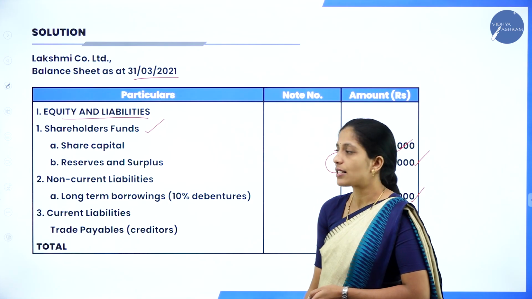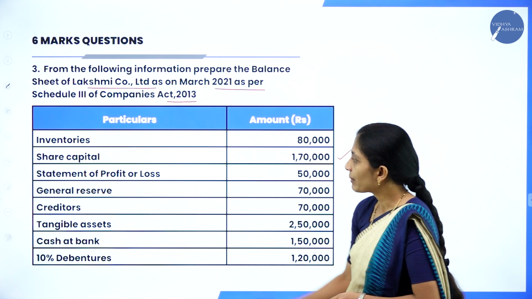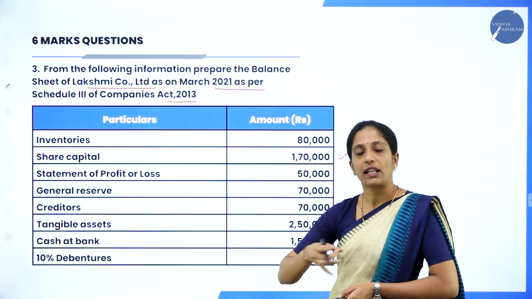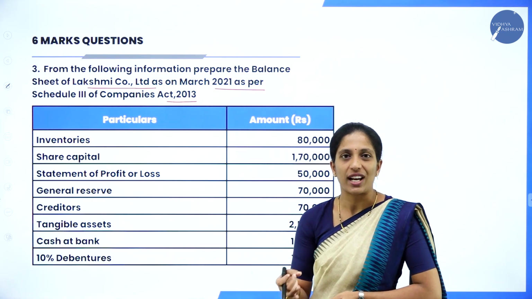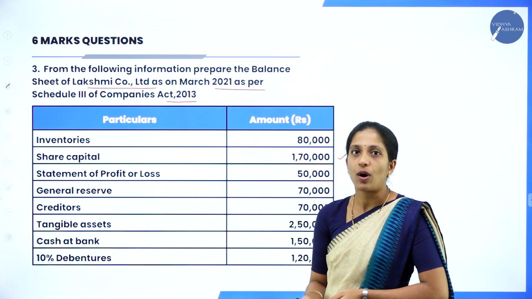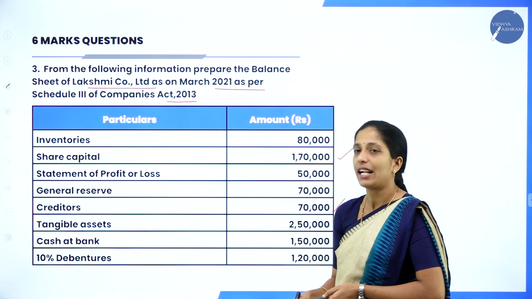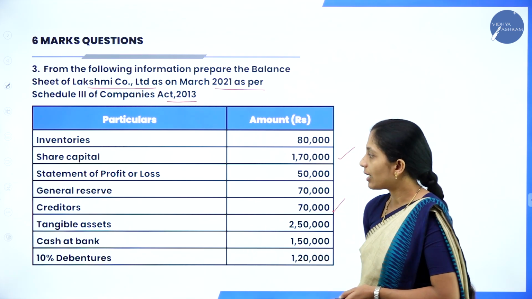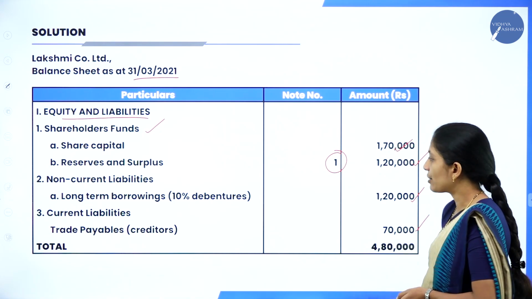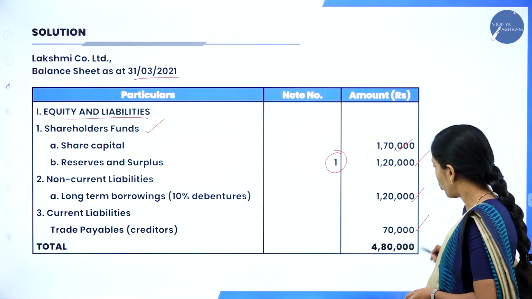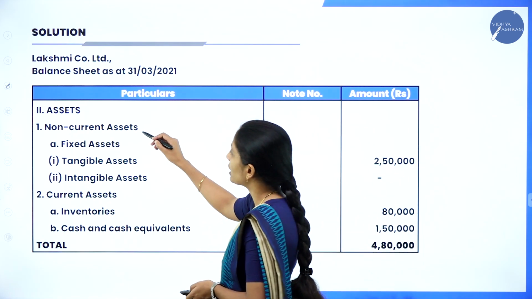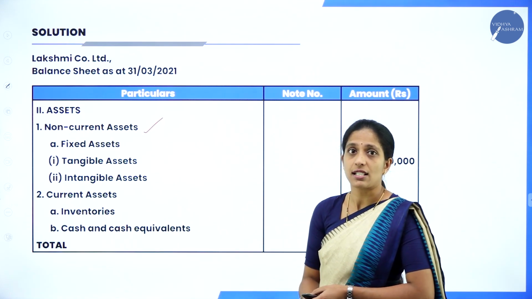Next, current liabilities. So what are the current liabilities we have? That is creditors, 70,000. If you prepare a note, or you can write directly if there is only one item. Here there is only one item, creditors. So it comes under what? Current liabilities under the heading trade payables. So here I have written it directly. Creditors, trade payables, 70,000, and the total is how much? 4,80,000.